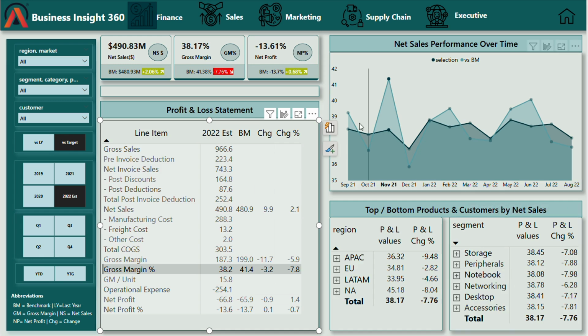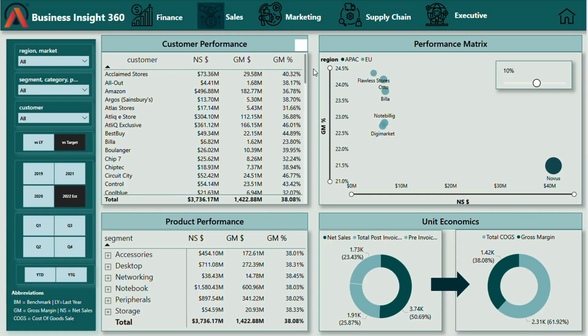Then I created these new cards for net sales, gross margin percent, and net profit percent. This is all about the finance view. Let's look at the sales view. This is the sales view. Here we have a customer performance table, product performance table, unit economics, and performance matrix.